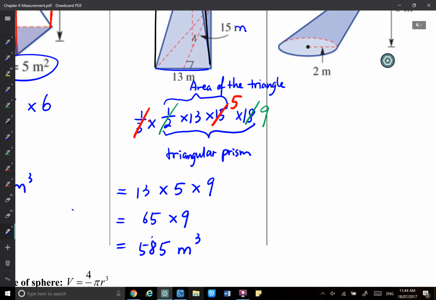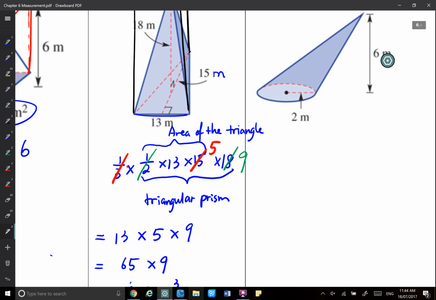Okay, last one. The last one is like a cone, but it's not a straight cone. It's inclined that way. It's the same volume as the straight one, so it's exactly the same way we calculate that.